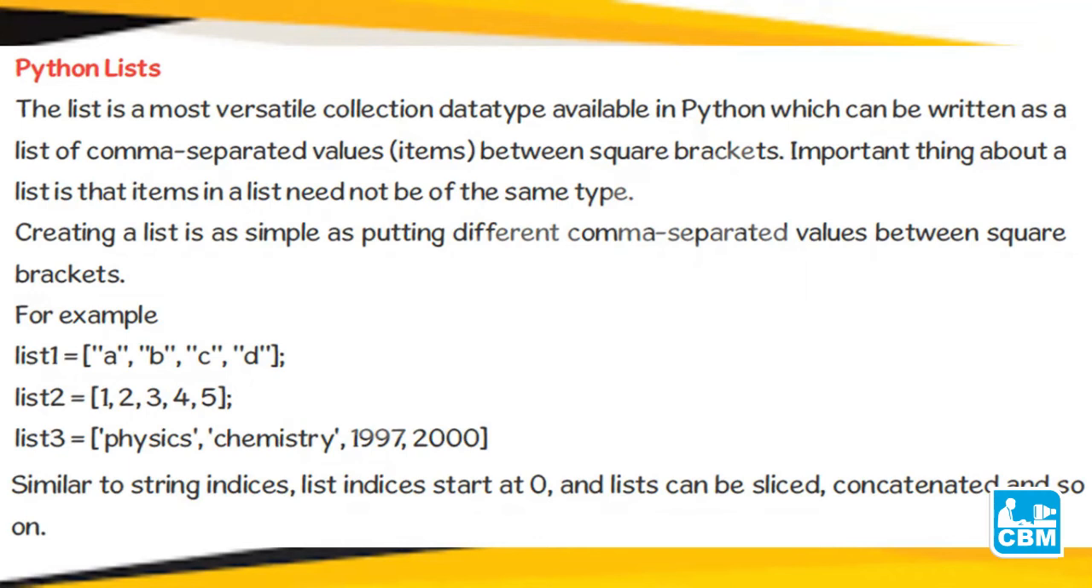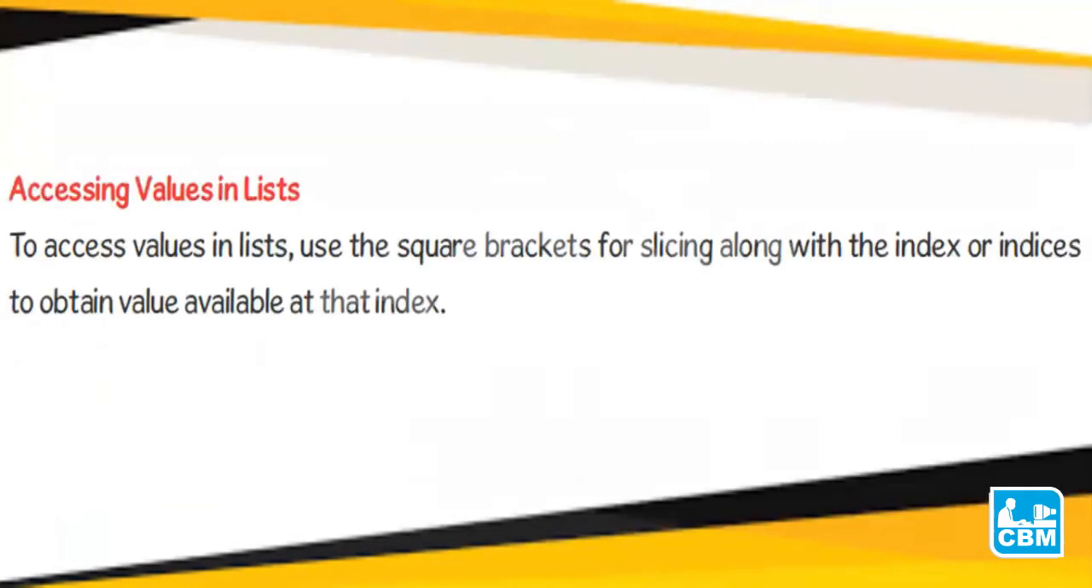Just like the string indices, list indices also start at 0. A list can be sliced and concatenated as well. In order to access the values in a list, a square bracket can be used for slicing along with the index to obtain the value available at that particular index.